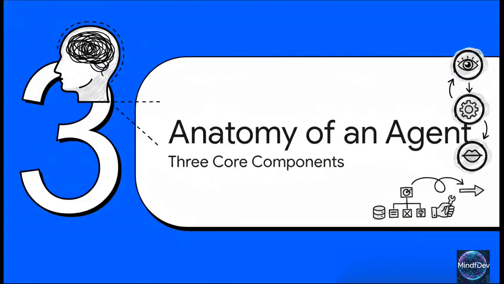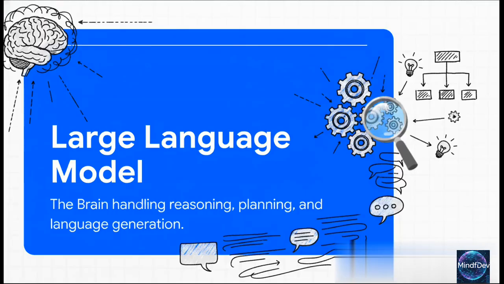All right, Section 3, the anatomy of an AI agent and its 3 core components. Let's break down how this actually works. First up is the brain. The brain is a large language model, or LLM.